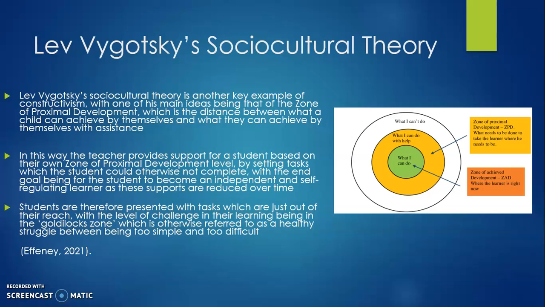In this way, the teacher provides support for a student based on their own zone of proximal development level, by setting tasks which a student could otherwise not complete, with the end goal being for the student to become an independent and self-regulating learner as these supports are reduced over time. Students are therefore presented with tasks which are just out of their reach, with a level of challenge in their learning being in the Goldilocks zone, which is otherwise referred to as a healthy struggle between being too simple and too difficult.